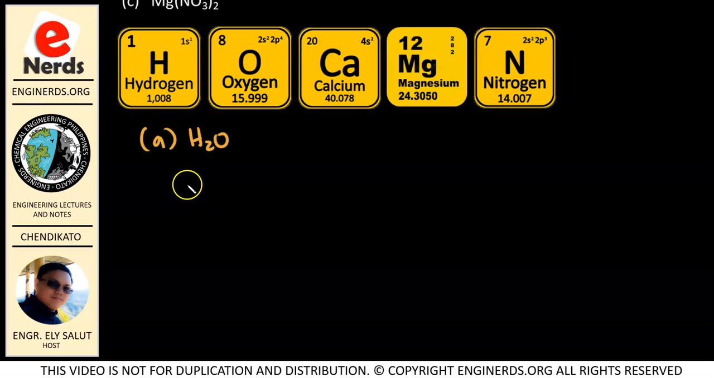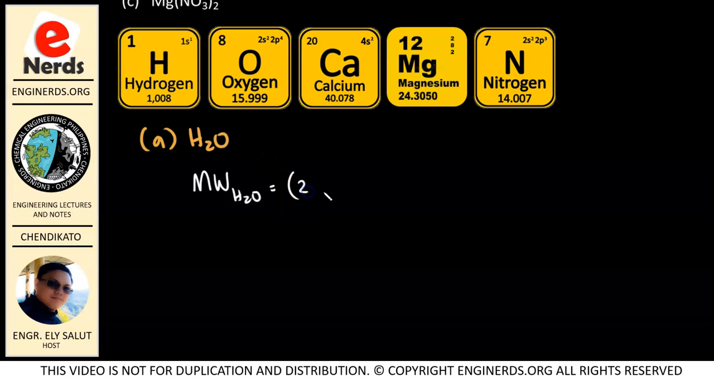Let us start with water. So, we need to get the molecular weight of water. Okay, so first, how many atoms of hydrogen we have in here? So, as you can see, we have 2 atoms of hydrogen.